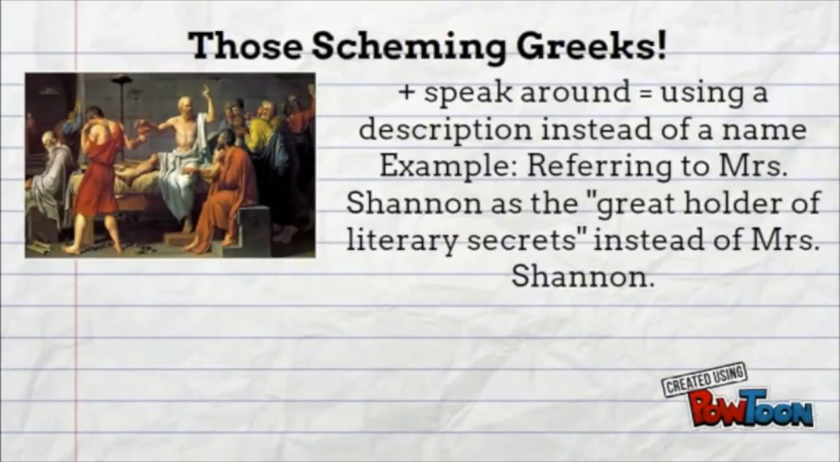Speak around is using a description instead of a name. An example is referring to Miss Shannon as a great holder of literary secrets instead of Miss Shannon.